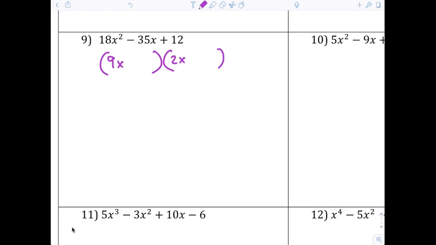What are the factors of 7 and 5? What are the factors of 12? So what you're doing is the factors of 18x squared go here, and the factors of 12 go here.